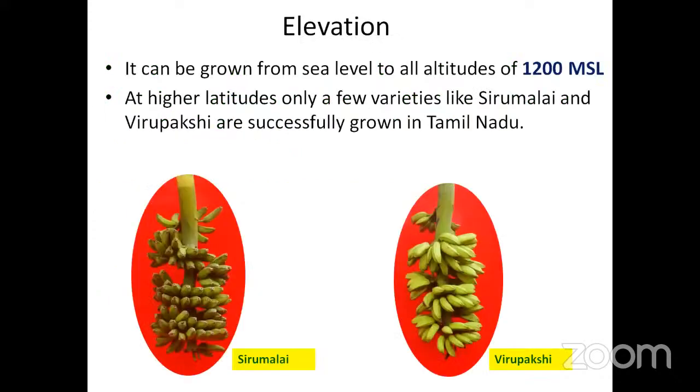As for elevation, the banana plant can be grown at all altitudes up to about 1,200 meters above mean sea level, whereas some varieties like Sirumalai and Virupakshi are grown at higher altitudes in the Tamil Nadu region, which are commonly called hill bananas.